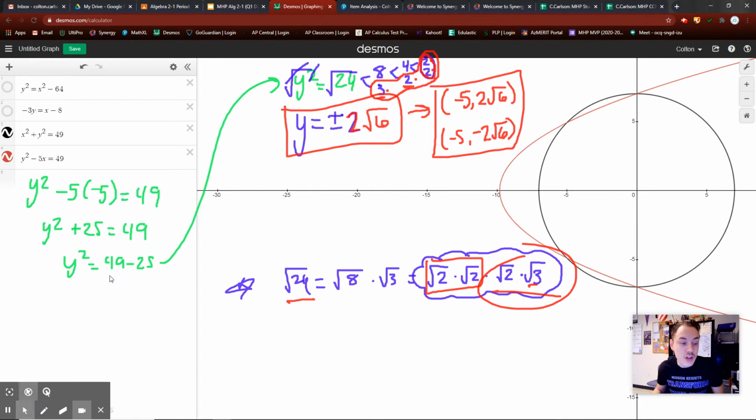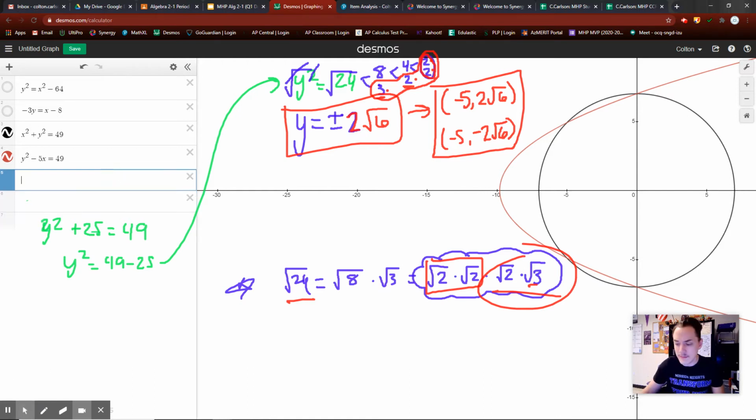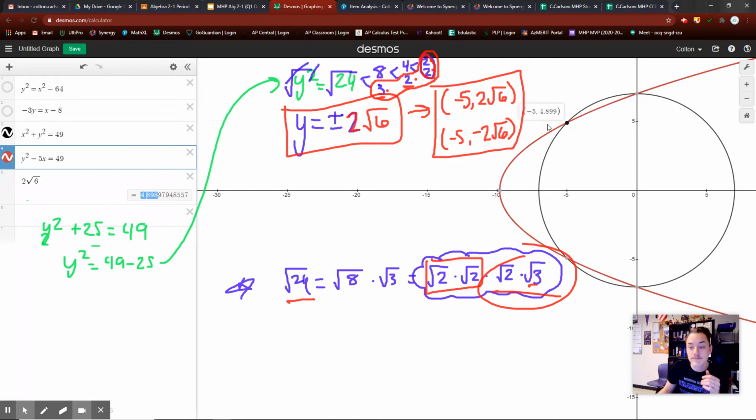Now, let's check this. Are you ready? Let's erase all this junk. Did I get the right decimal? Is it actually 4.899 or 889, whatever it was? So 2 and then square root 6. Boom. It's rounded to be the exact same thing as that.